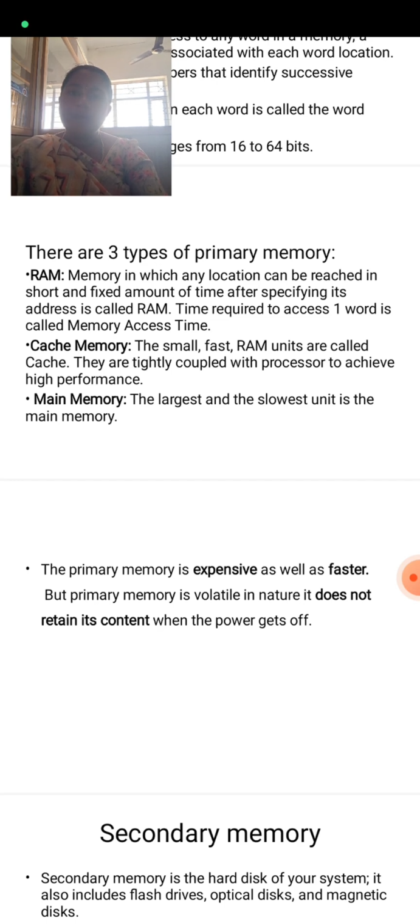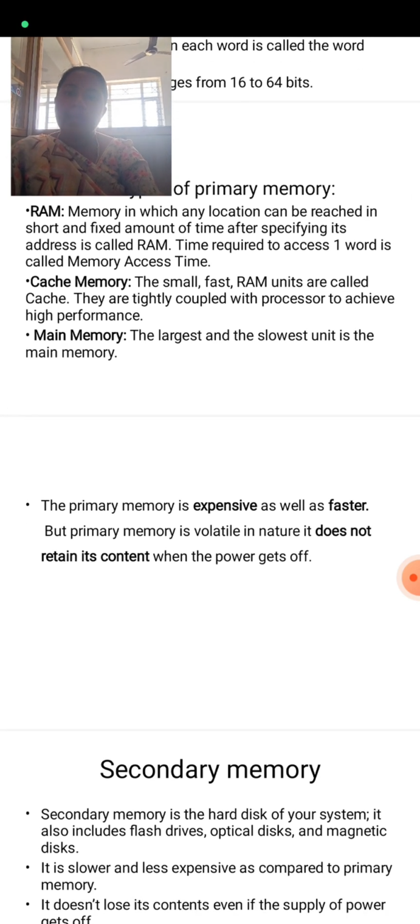RAM means random access memory. In this memory, any location can be reached in a short and fixed amount of time after specifying its address. Time required to access one word is called memory access time. Next one, cache memory. The fast small RAM units are called cache. They are tightly coupled with the processor to achieve high performance.